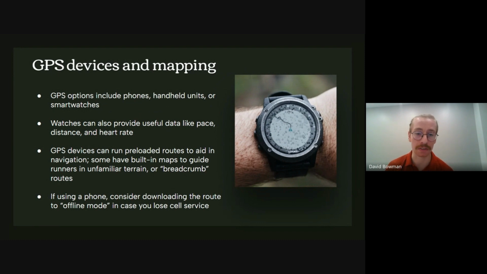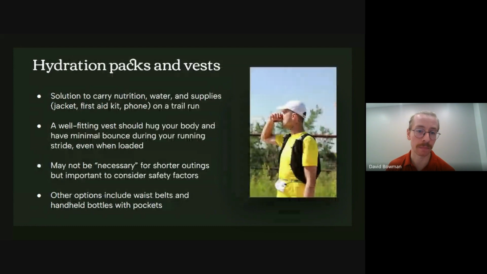So these would be things like a built-in map, like a topographic map that can help guide you through unfamiliar terrain, or even a breadcrumb route like we see in the image here that outlines the specific trail that you should be trying to follow. There's nothing wrong with using a smartphone either, but if you're using a phone, I would consider downloading that route to offline mode so that you can access it in case, say, you were to lose cell service and not lose your way when navigating.